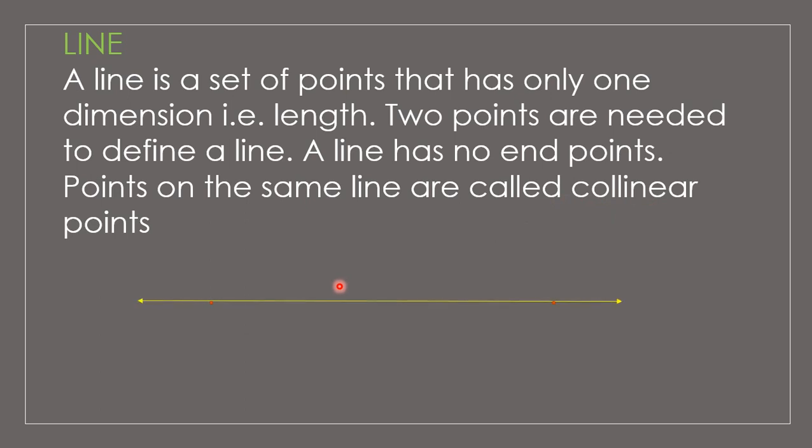So, this is the example of a line where you have to write the name of the line. So, we can take 2 points on the line as A and B. So, we can say AB is a line.